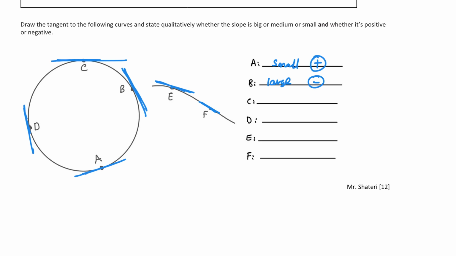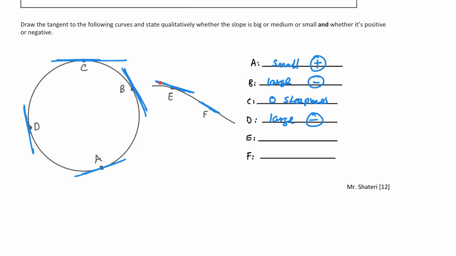For part C, it's pretty flat, so is the steepness high or low? In this case, the steepness is 0. And when it's 0, there's no negative or positive, because as we move to the right, we're not going up or down, so it's not positive or negative. Point D, we can see right here, as we move to the right, it's going down. That means it's negative, and it's super steep. This is very, very steep, so it has a large value, and it is negative as well.